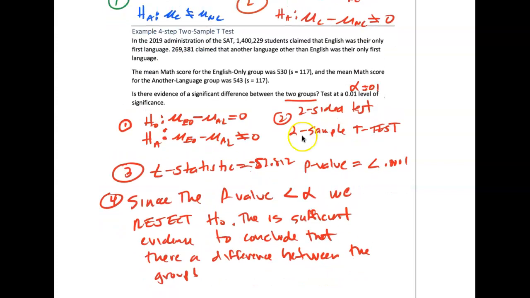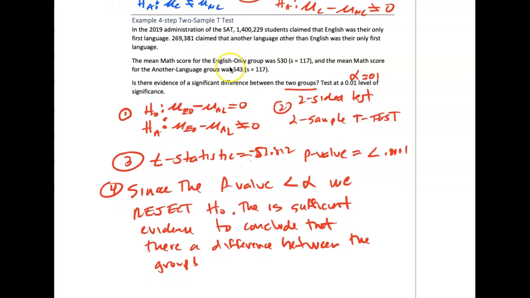Using a similar scenario, let's take a look at SAT students and scores of an English only group, people who only know English, and then students who know another language, and comparing those two groups and finding out if their SAT scores are different based on this very large sample we have here. It's a very large sample.